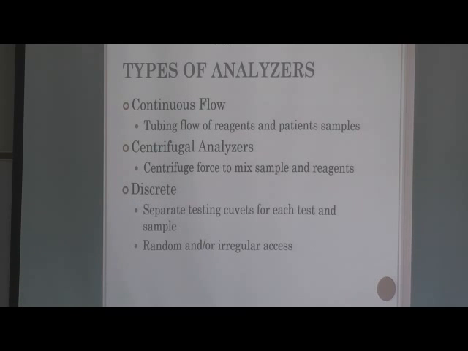So types of analyzers. Basically you can have continuous flow, where you have tubing that contains the reagents and samples continuously, and they're separated by little air bubbles. So I'll include an air bubble in that tubing, and you mix the samples in between the air bubbles, and then you'll run it through like a spec, and it measures how much absorbance or whatever is passed through that tubing. And that was like one of the original ones.